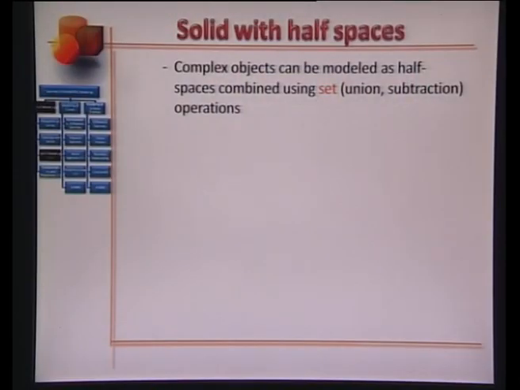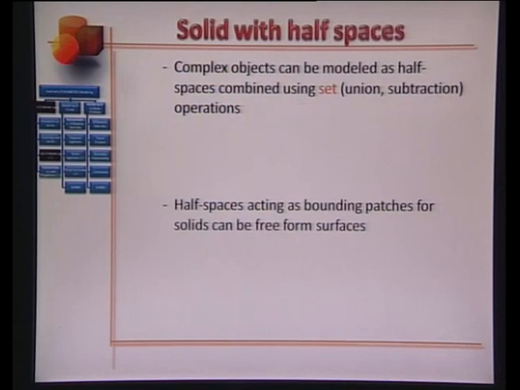How can solids be seen via the concept of half spaces? Complex objects can be modeled as half spaces combined using set operations. Set operations can be like union, subtraction, addition, or intersection. Half spaces that act as bounding patches for solids can be freeform surfaces. They need not all be analytical equations.